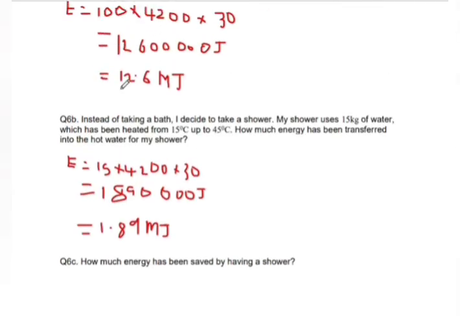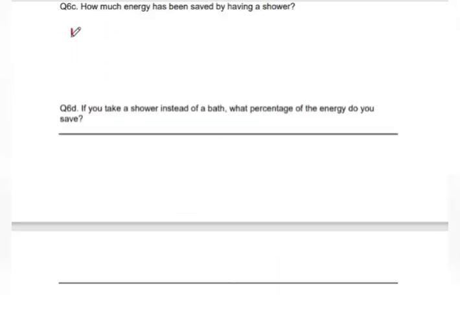So for the C part, how much energy has been saved by having a shower? We subtract 12.6 megajoules minus 1.89 megajoules, and that is going to give us 10.71 megajoules. So that is the amount of heat that has been saved.